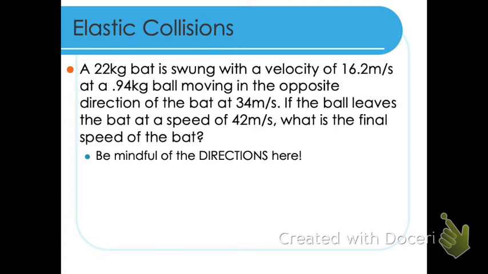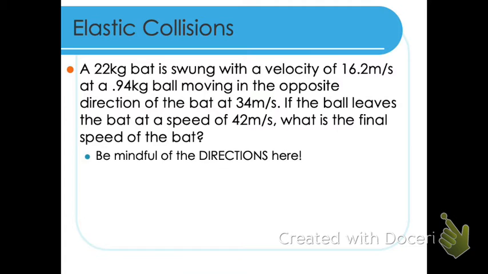Okay, so there's a lot happening here. The bat is moving in one direction. The ball's coming the other direction. Ball hits the bat. Ball flies opposite direction. What do you think is going to happen to the bat? Is it going to come backward or is it going to continue forward? It's probably going to continue forward, but let's see.